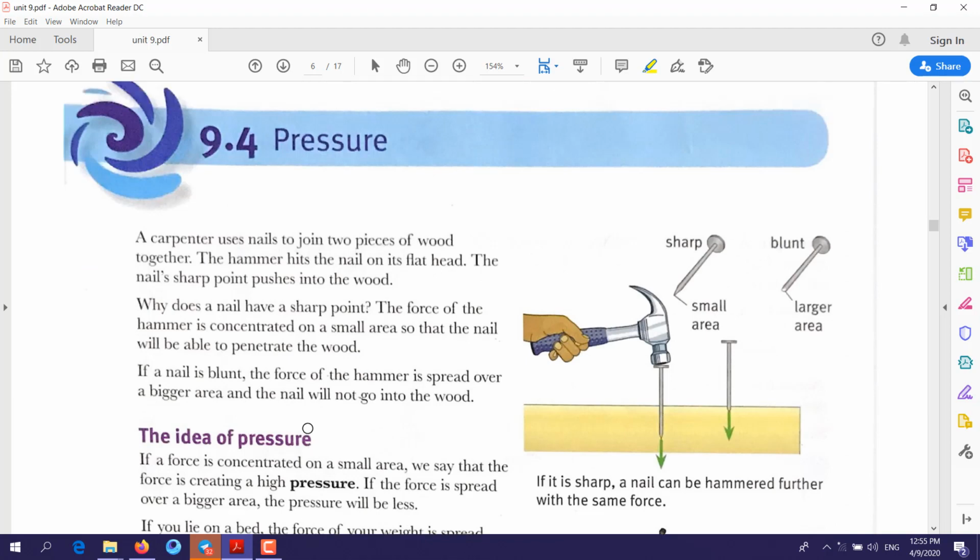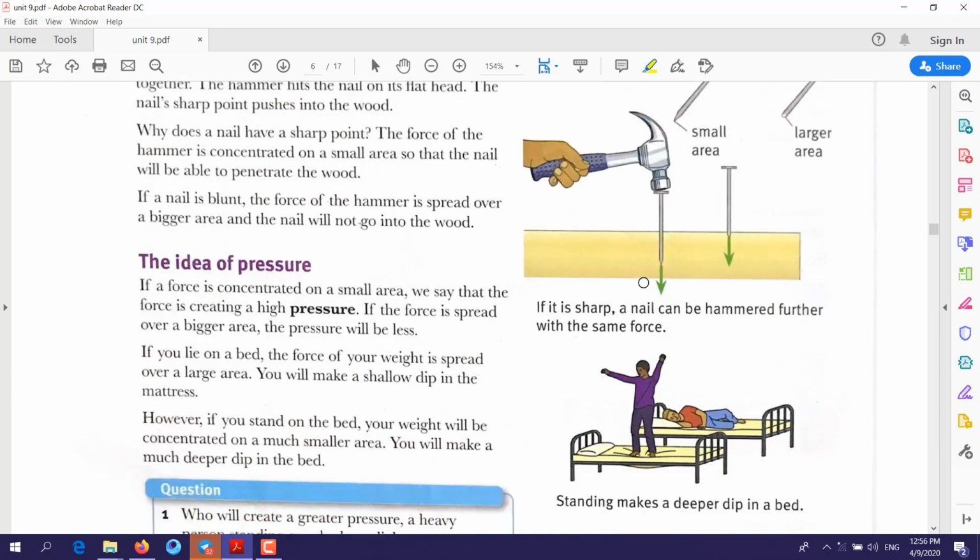9.4, pressure. Definition of pressure, or explanation for pressure: it's the amount of force exerted on a specific area or on a particular area. For example, now the pressure of this nail on this board, it's what? It's the amount of force here, okay, exerted on a specific area.